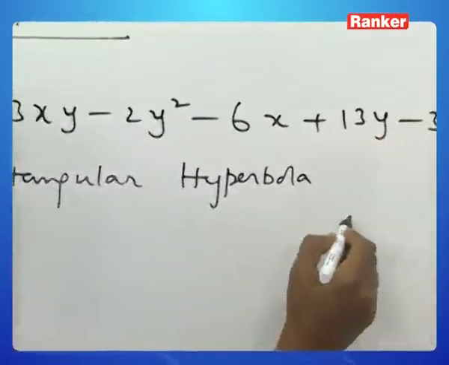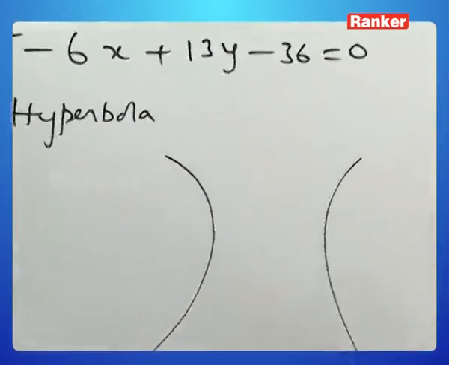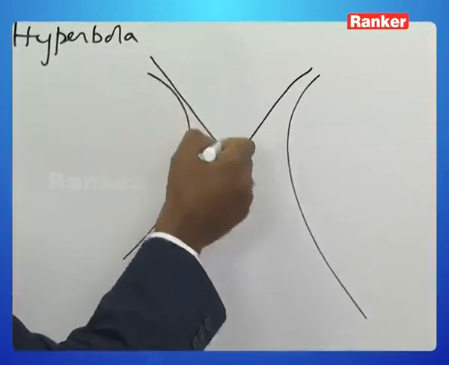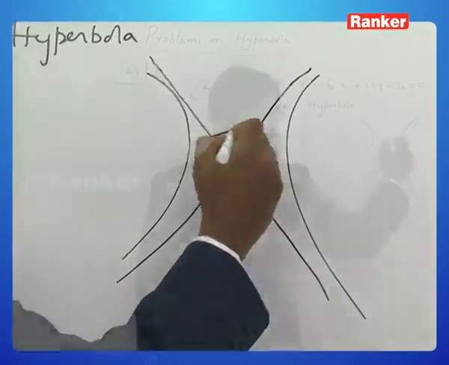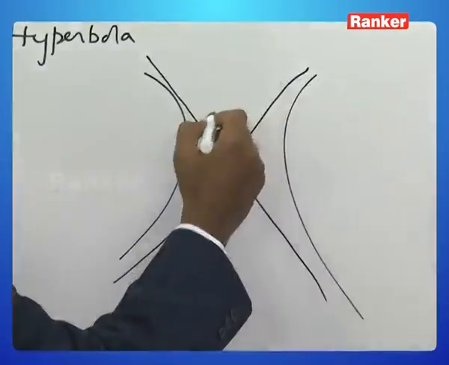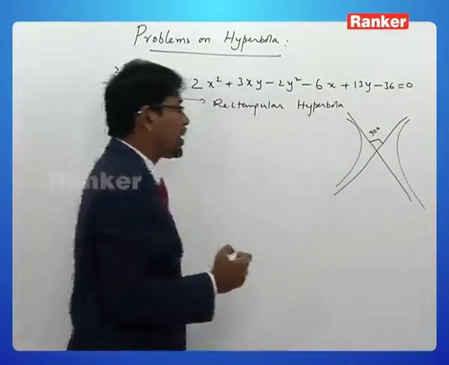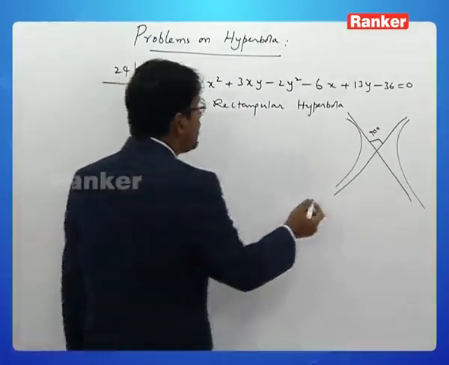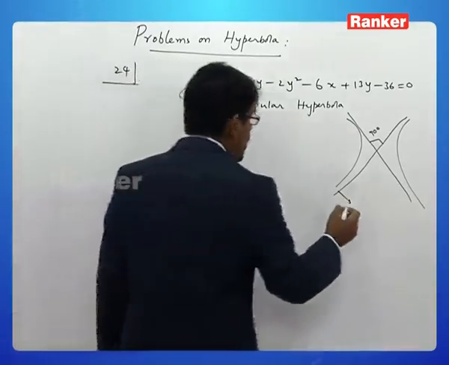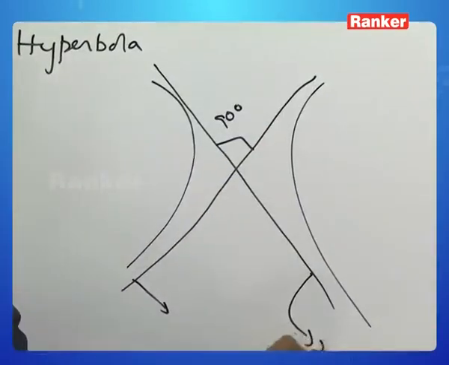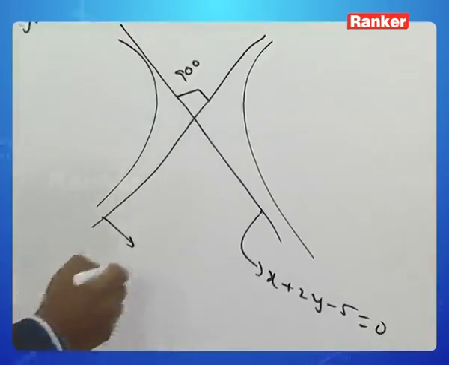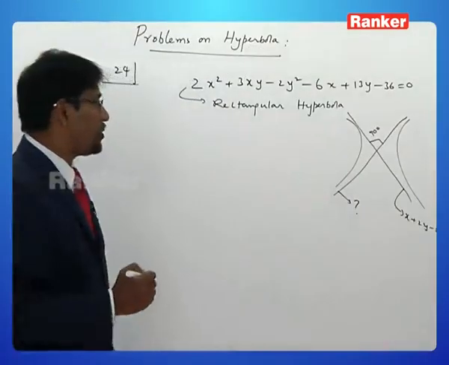So what are asymptotes here? This is a rectangular hyperbola. The asymptotes would be passing through the center of the hyperbola, and they will make an angle of 90 degrees between them. So that is a rectangular hyperbola. One of these asymptotes is given to be x + 2y − 5 = 0. Maybe this is the one. Now the other one, what is that other one?